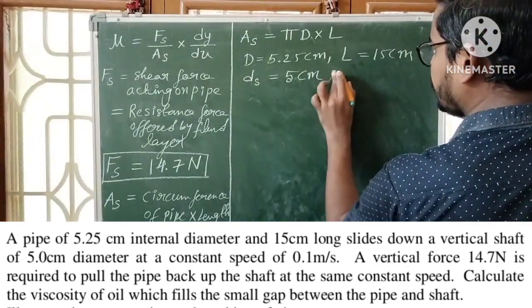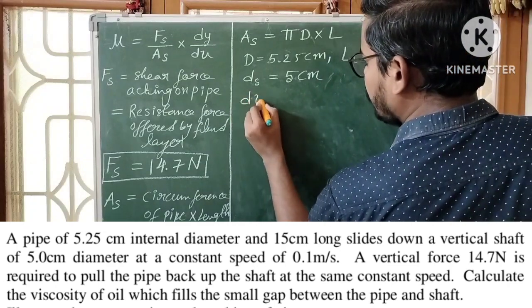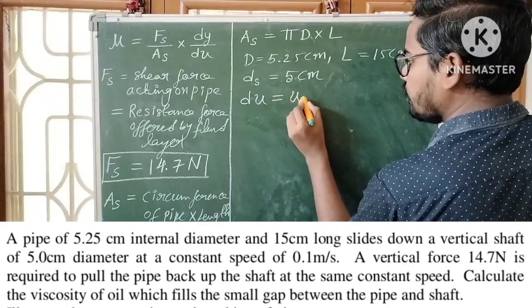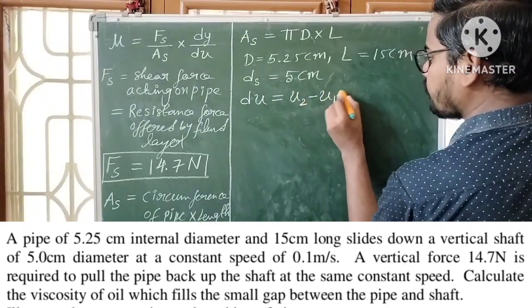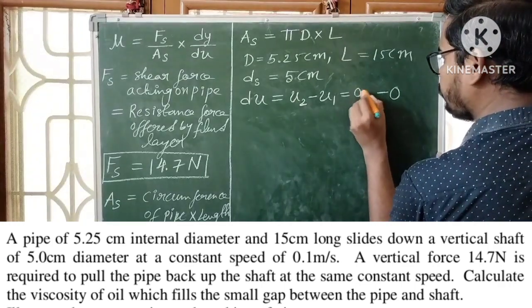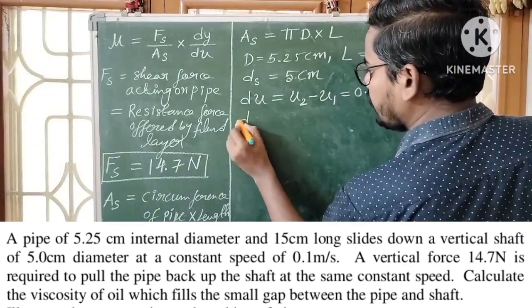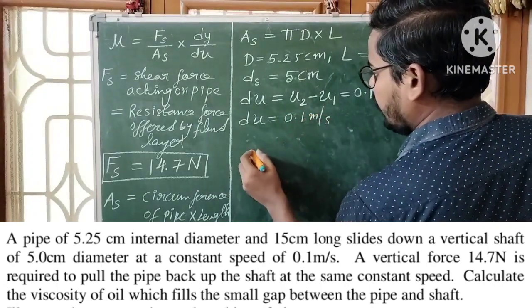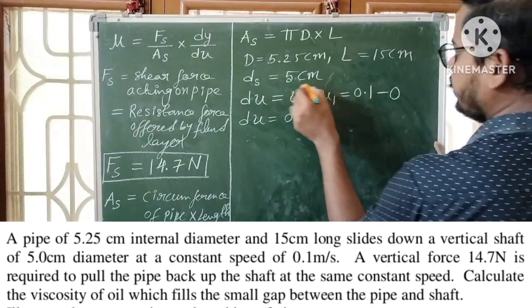And also here we need the change in velocity. du means change in velocity, which is final velocity minus initial velocity. The initial velocity of the pipe is 0, and the final velocity is 0.1 meters per second. So you will get du as 0.1 meters per second.